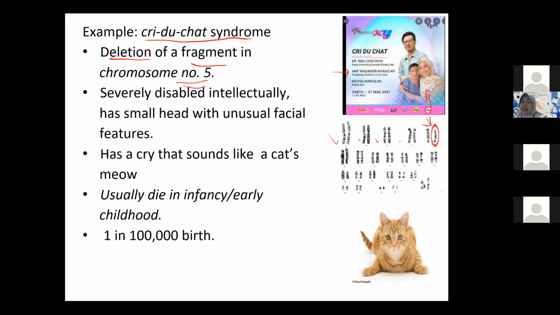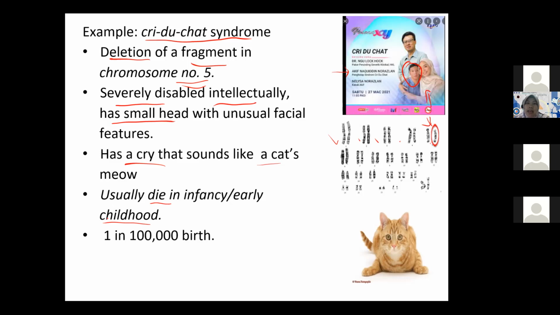Apa dia? The person will have severe disabled intellectually. They will have small head. You can see this boy, look at the head. The head is small and they have unusual facial features. Bentuk muka dia agak lain. Alright. And they have cry that sounds like the cat's meow. You can go to YouTube and search for Cri-du-Chat. Right? The baby is crying like a cat's meow. Okay, and usually die in infancy or in early childhood. So this kind of syndrome happen 1 in 100,000 birth, right?